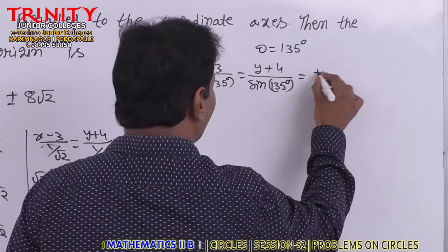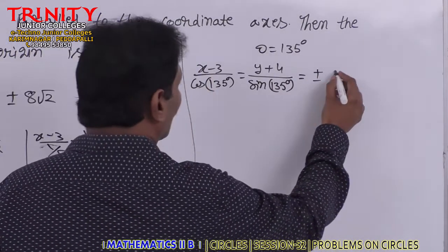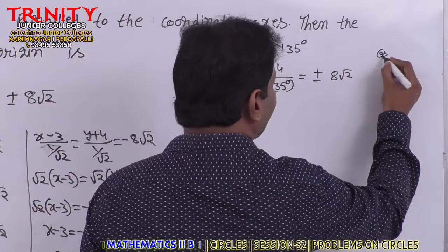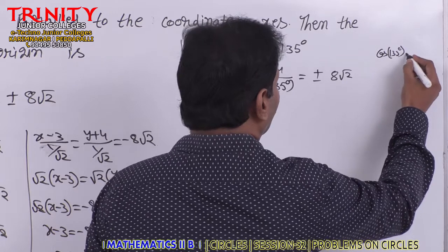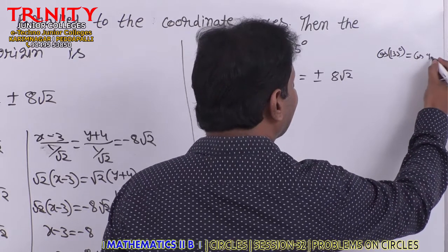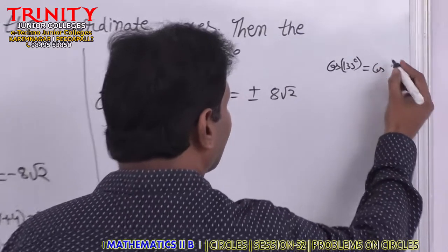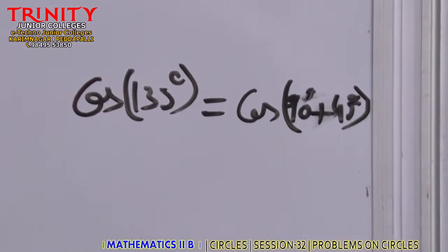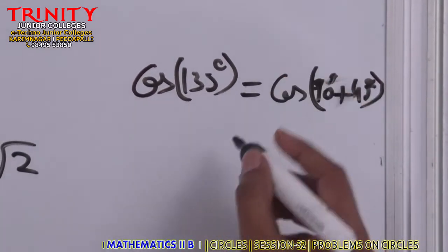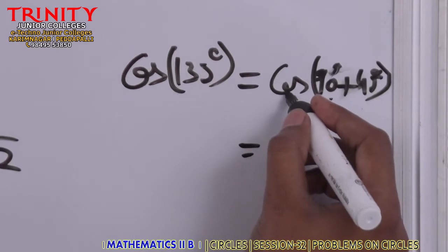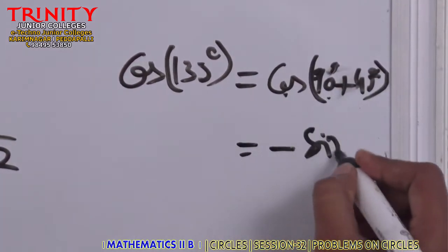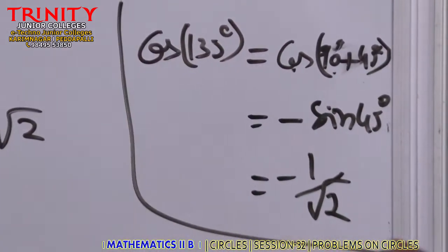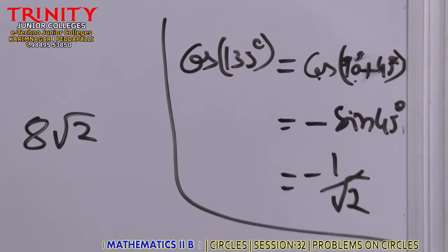equal to plus or minus r. Here the radius of the circle is 8 root 2. We know that cos 135 degrees equals cos(90 + 45). Cos(90 + theta) is in the second quadrant, where cos is negative. Cos 90 becomes sin, so simply sin 45. The value of sin 45 is 1 by root 2, and with the minus sign, it is minus 1 by root 2.